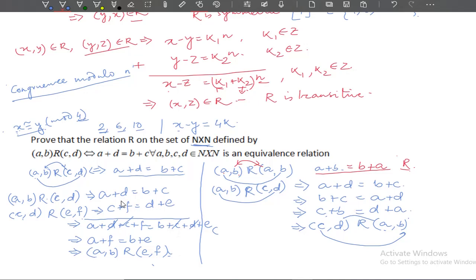Now, can we extend this problem? What is the equivalence class of (2,5)? Find the equivalence class of (2,5). How can you proceed, how can you make it? This is a homework and this is the end of today's class.